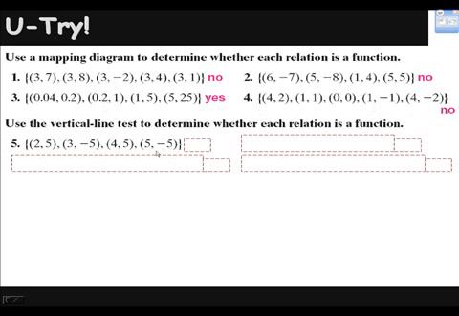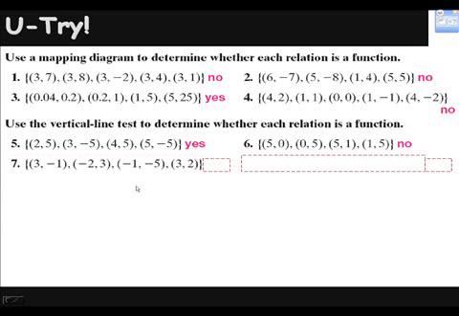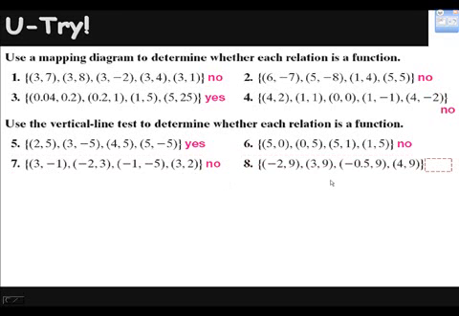You got it yet? We got 2, 3, 4, 5, all different x's. That's a function. How about this one? You see the 5, 0 and the 5, 1? Not a function. How about this one? 3, -1 and 3, 2? Not a function. And finally, -2, 3, -1/2, and 4, those are all different. That's a function.